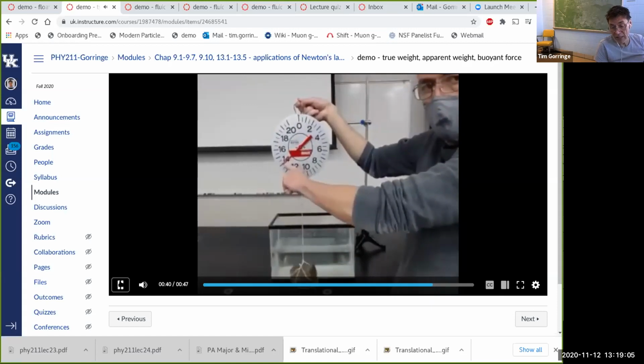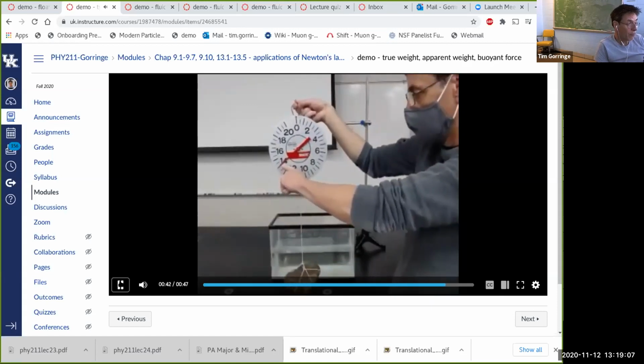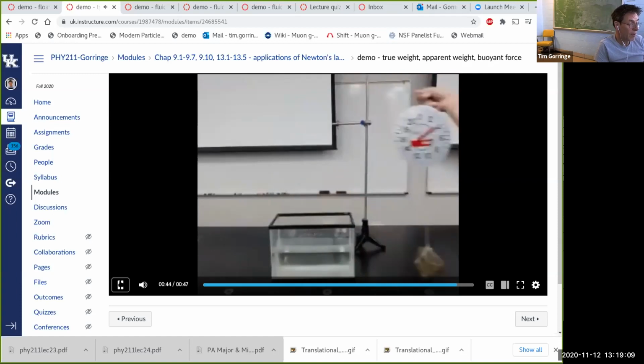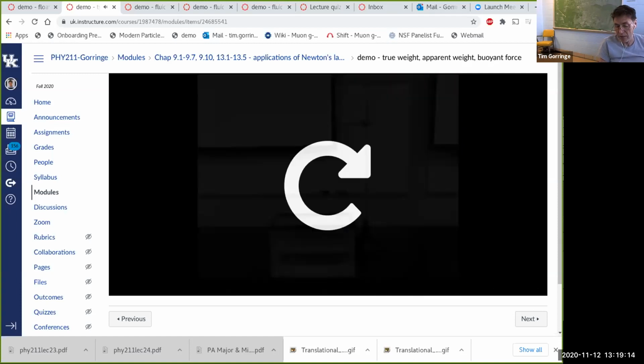So the buoyant force on the rock from the water there was the difference between those. It was 5 newtons. And then we could use that buoyant force to figure out the volume of the rock and then calculate the density of the rock. Okay, I'm going to go back to my slides now.